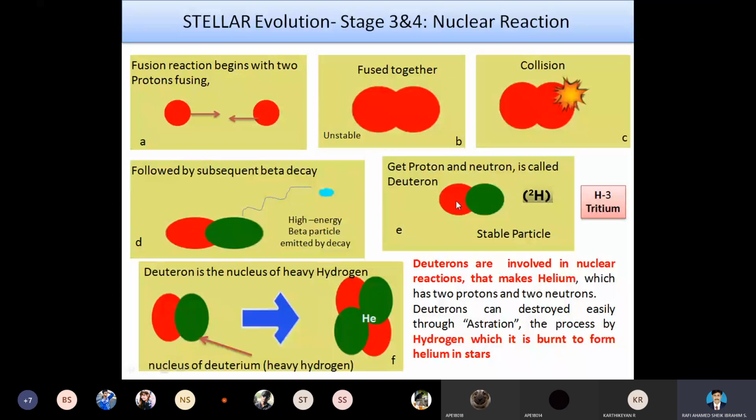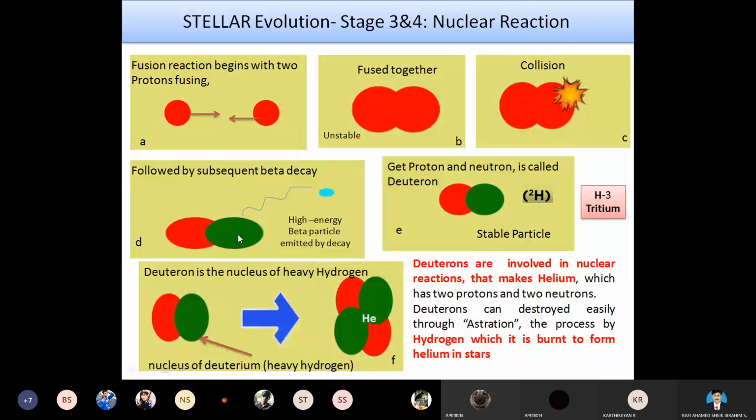So this heavy hydrogen, which has a proton and just a neutron, is called a deuteron. So these deuterons, what happens? These deuterons are involved in the nuclear reaction that makes helium. So these are the stages. We started with the nuclear fusion reaction, the protons colliding with each other. As a result, a highly energetic particle is emitted from the radioactive decay.